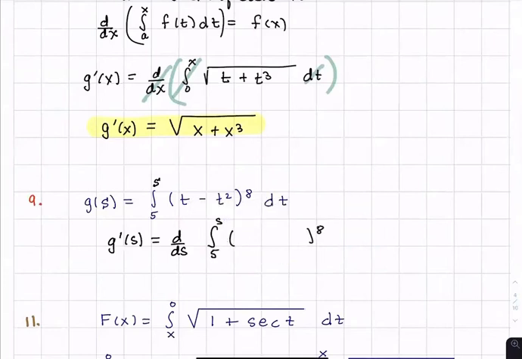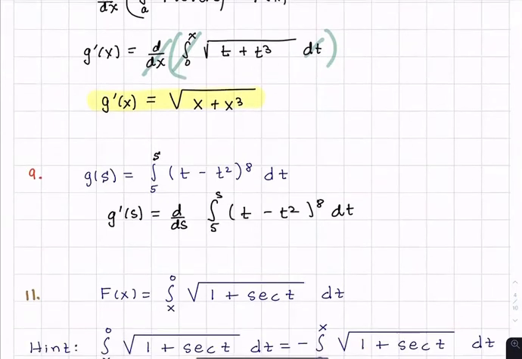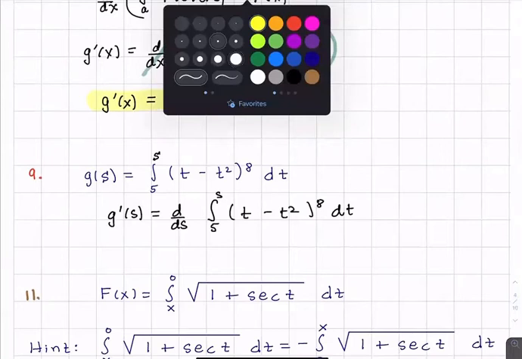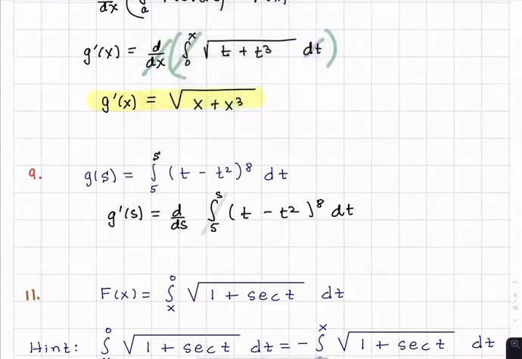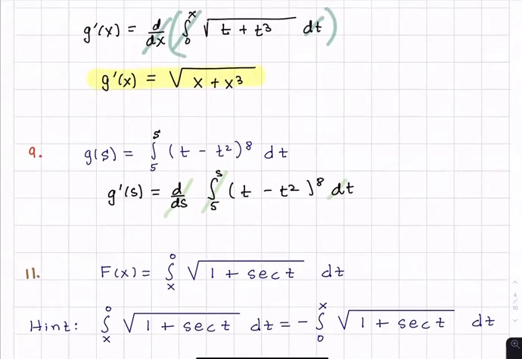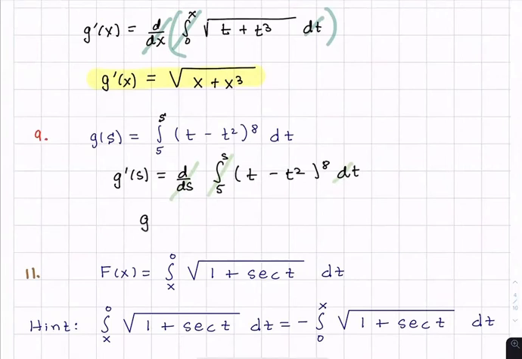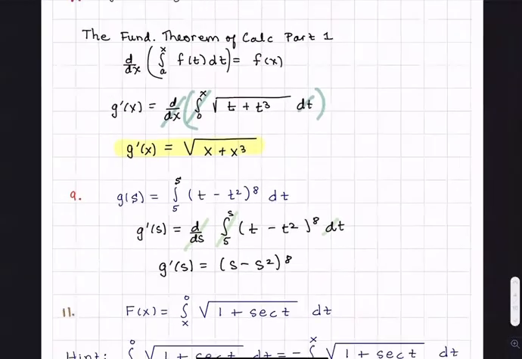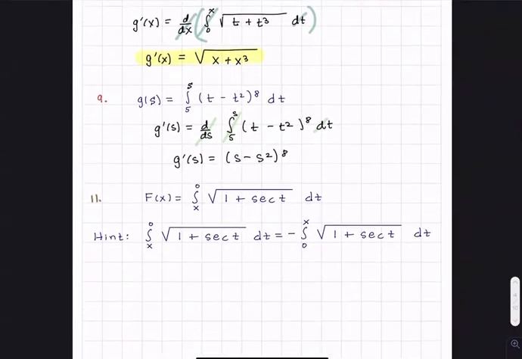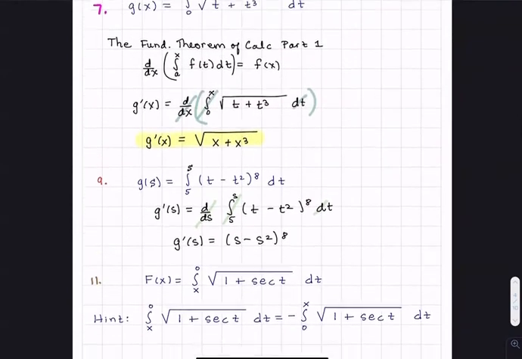So again, these things cancel out. Cancel, cancel, cancel. Cancel culture, but no, that's not what this is. Okay, cancel out. And I get g prime of s is equal to s minus s squared to the 8th power. Okay, so we did 2 problems there. Let's do one more problem, finish this page. So we're doing 7, 9, and 11.